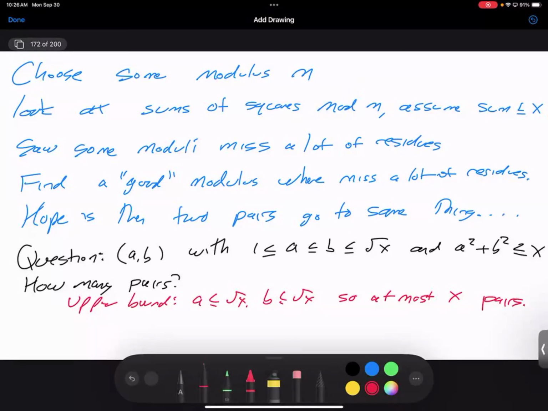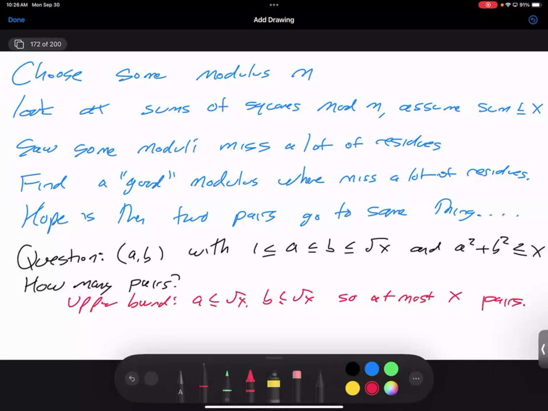So if there really were about X pairs, we would have just missed. But do we know that all possible values from 1 to X are realized? What fraction of the residues are realized? What's our best result to date?